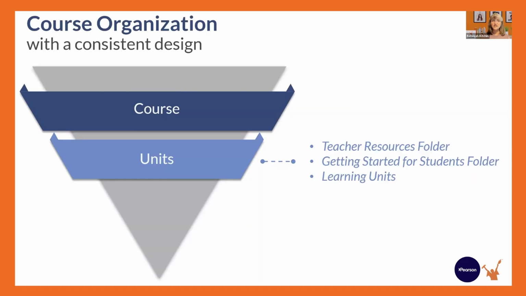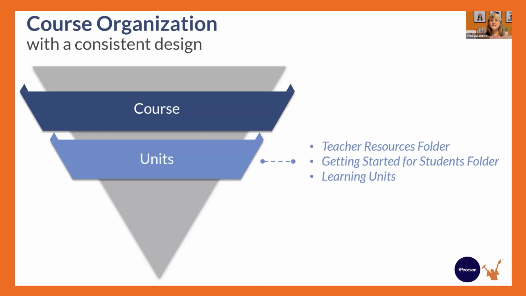This next section is one where, if you look at your participant guide, you're going to see some extra information. On that guide, it's going to tell you which parts of the course are going to be in each of these 3 sections. The teacher resources folder is hidden from students. The Getting Started for Students folder is visible to everyone, and it has resources that will be valuable both for students and for teachers. And then you'll see the learning units.